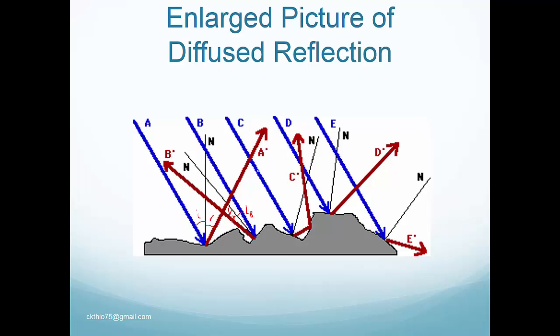For C, in this case, the angle of incidence and the angle of reflection are the same, but of course it strikes another rough surface and it bounces off according to the law of reflection. So for all the light rays A, B, C, D, E, when they strike a rough surface, the angles of incidence are different. That's why the angles of reflection for the surface are also different. But individual rays do obey the law of reflection.